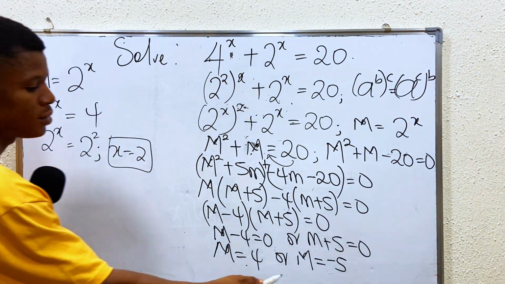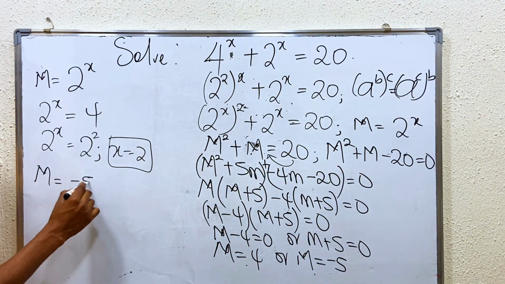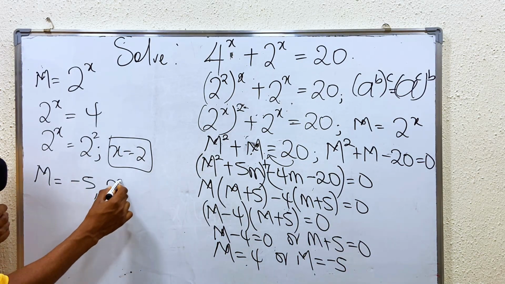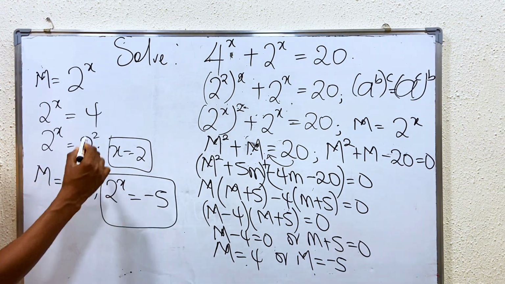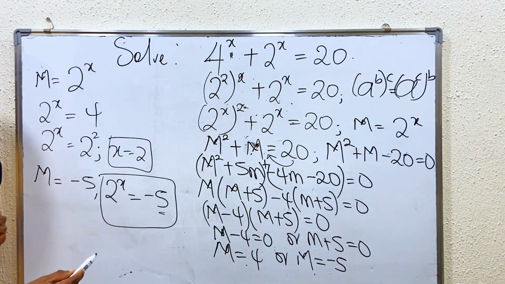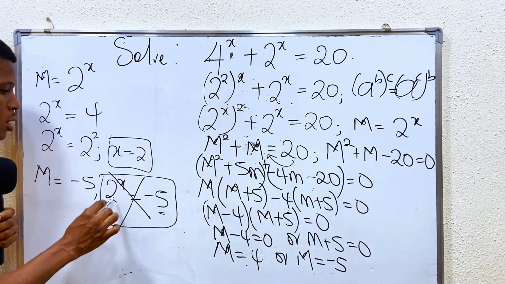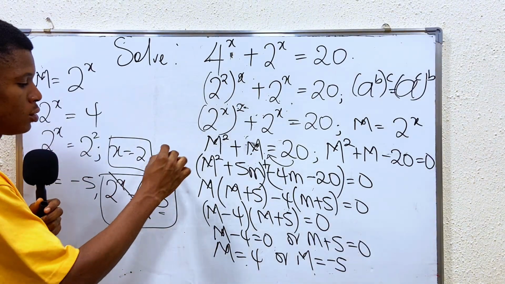So we can actually use 2 here. But we have the second solution where m is what? Minus 5. That means 2 power x is equals to minus 5. Since we are having a negative value here, that means the value of x leads to a complex form, which is not what we want. So the only solution we are going to take for the value of x is that x will be 2.